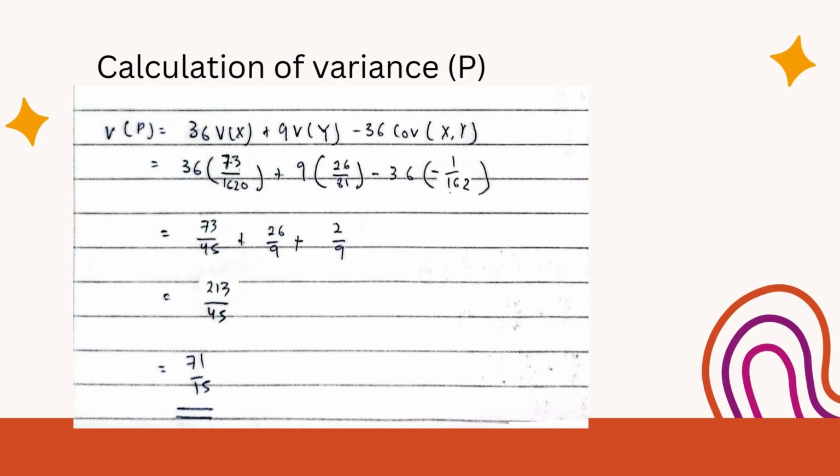After we have the values for variance of x, variance of y, and covariance of xy, we can finally calculate the variance of P. We put the values into the equation, and then we get the variance for P is equal to 71/15.